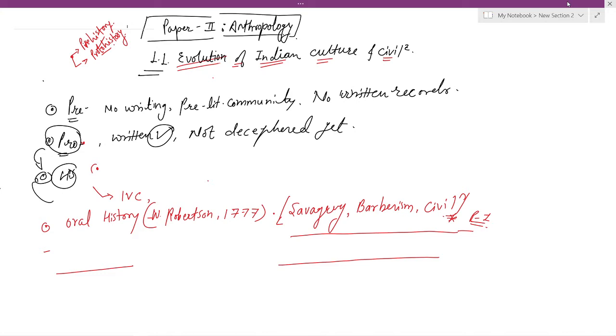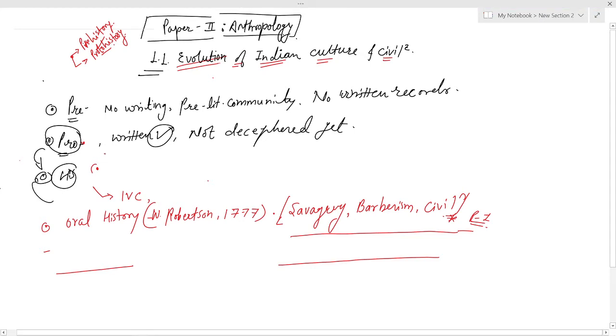So I would like you to take your books as well as notes out. I'll publish this course only when I finish paper 2's part A or section A, so you will have complete notes for paper 2 section A. We are starting 1.1, which is evolution of Indian culture and civilization.